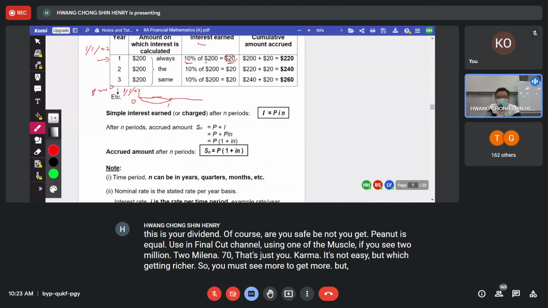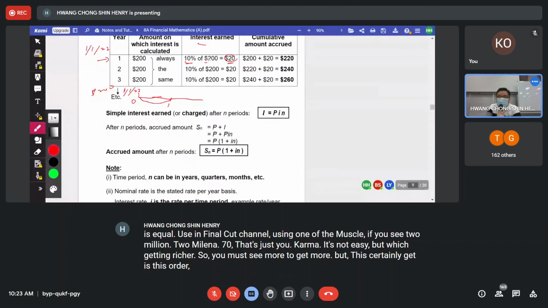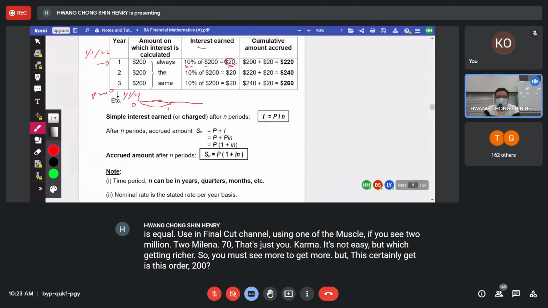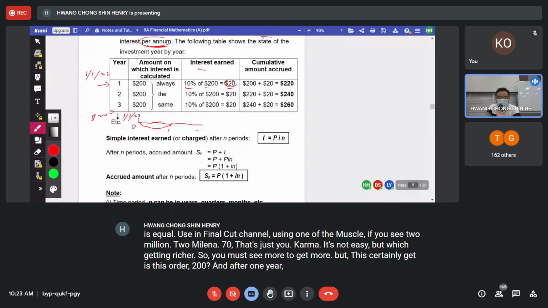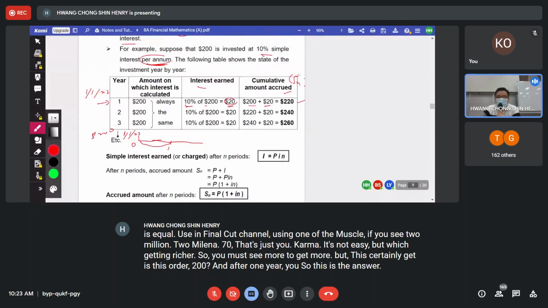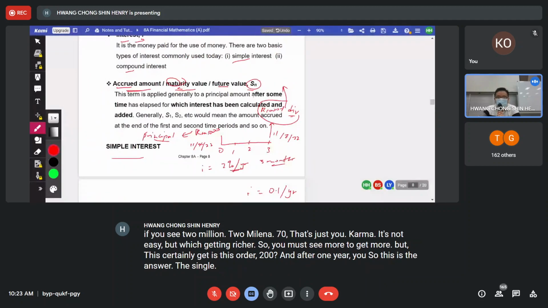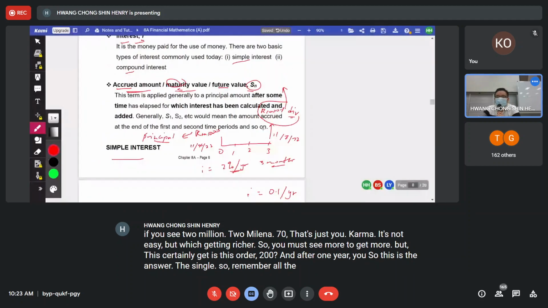So this 20 ringgit is based on the 200. And after 1 year, as I said, you get back your 200, right? Plus the 20. So this is the accrual. Remember the S N? Yeah, the symbol we use, S N. So remember all the symbols.